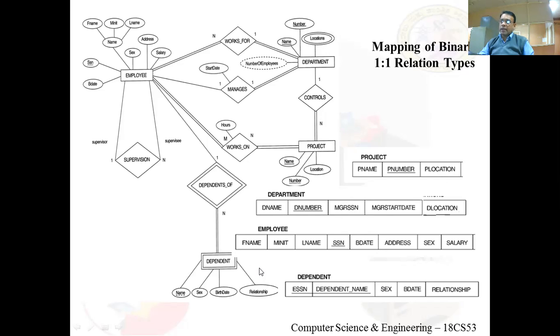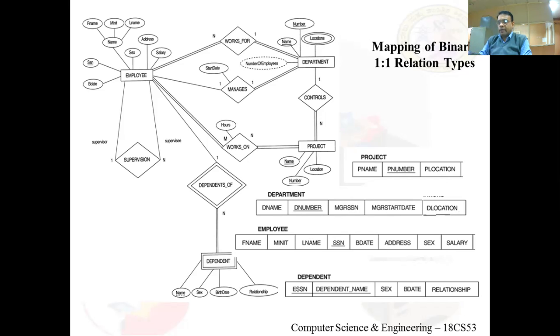Last step is n-ary relationship. I have told you that if participating entities are more than 2, then it is called n-ary relationship types. We have to create a new relation. So final tables that we can create using SQL are employee, department, works on, project, and dependent.